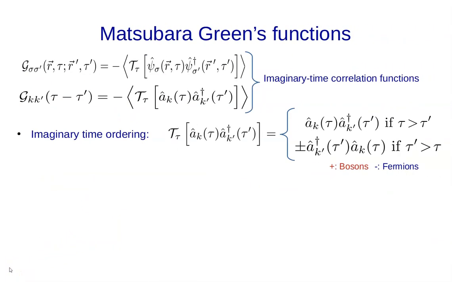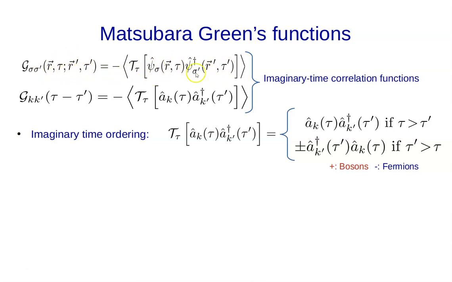So in the same way that we define the time-ordered Green's functions in real time, we can define some time-ordered Green's functions in imaginary time. And these are usually called the Matsubara Green's functions. So they are, in a sense, correlation functions in imaginary time, okay? So this is the form in position basis, right?